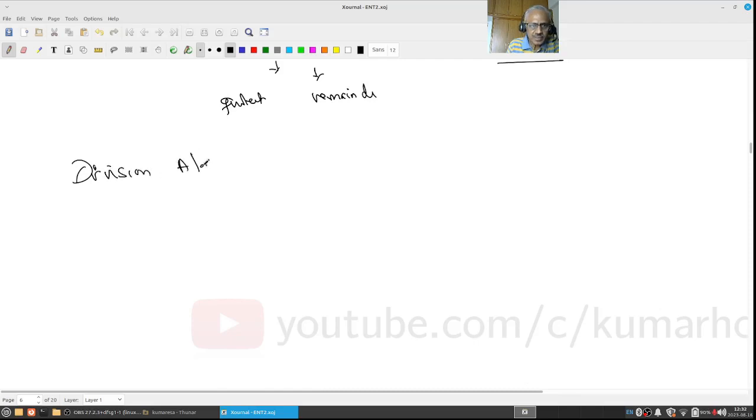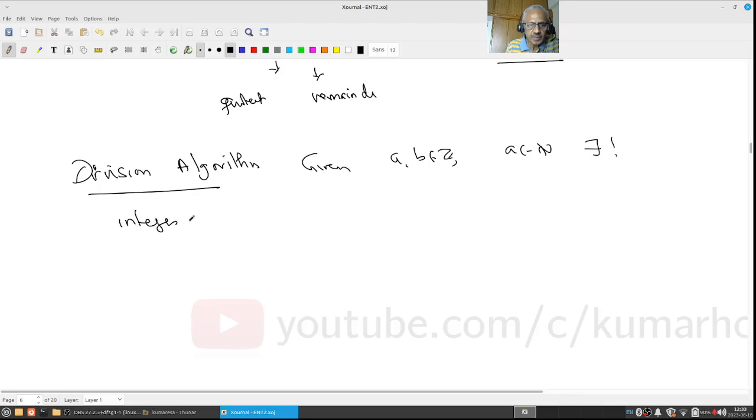As I said, it's not an algorithm, it's an existence result. Given A, B in Z with A a natural number, there exist unique integers Q and R such that, first condition, B is AQ plus R, and second condition, R is always non-negative and less than A.